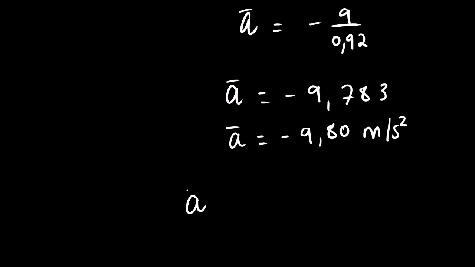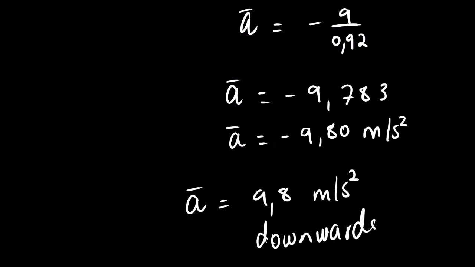Then we can conclude that our acceleration is 9.8 meters per second squared downwards, since we chose downwards as negative. So this is the final answer.